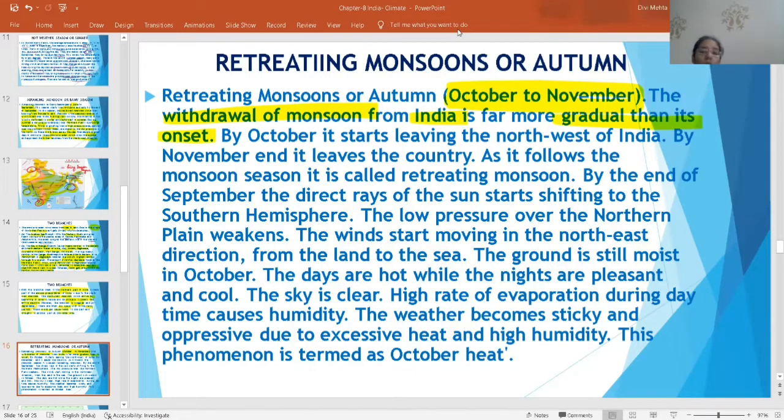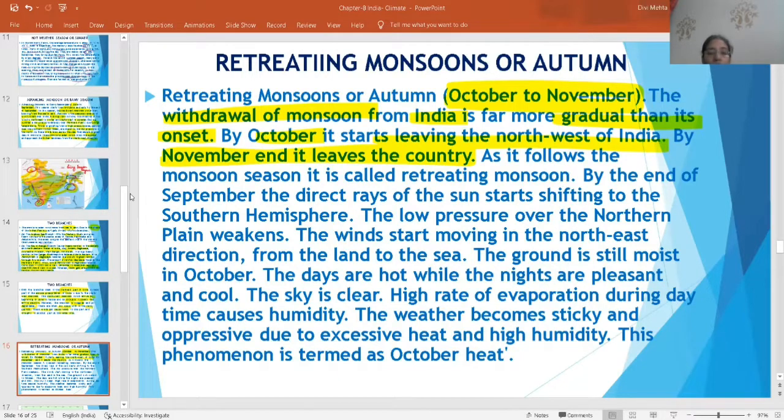By October, the monsoon starts leaving the northwest part of India, and by the end of November, it leaves the whole country. As it follows the monsoon season, it is known as the retreating monsoon. It means we are saying bye-bye to the monsoon. Now the monsoon is going from India.